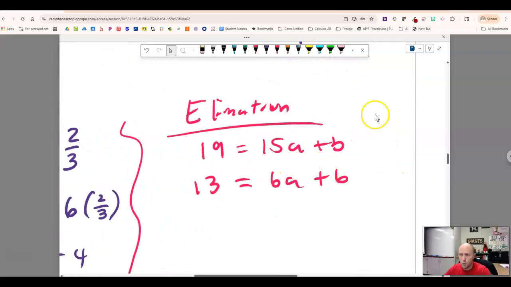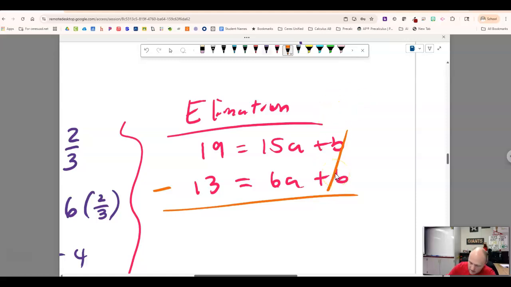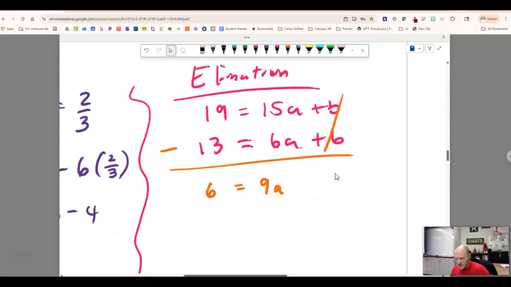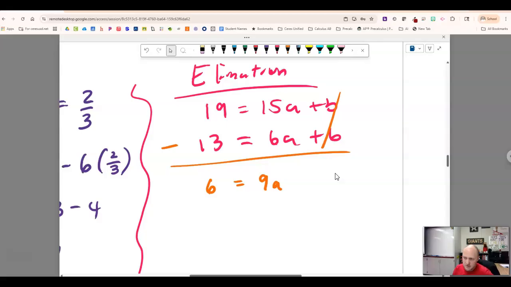Now, elimination only works if you have variables that have the same coefficient or opposite coefficients, because you can add or subtract these two equations. And so what I'm going to do is subtract these two equations, because then these b's cancel. b minus b cancels. And what I get is 6, and then over here I get 9a. Oh my gosh, look at that. I got that equation so easy. All I had to do was just subtract. And then I can solve for a. We get 6/9 is equal to a.